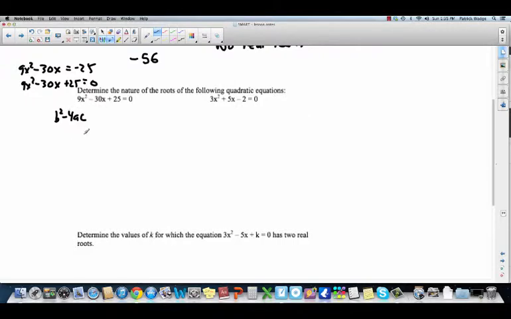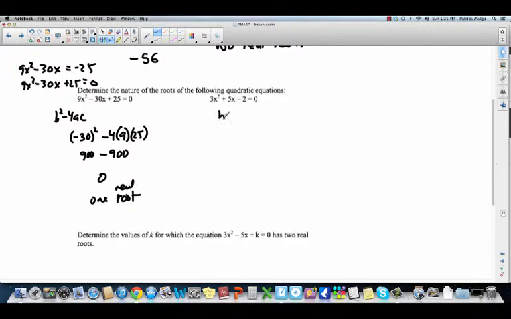Okay, b squared, well, that'd be negative 30 squared, oh, that's a big number, minus 4 times 9 times 25. Negative 30 squared is 900, minus, well, 4 times 25 is 100, times 9 is 900. Oh, we get 0. So how many solutions? One solution, or one real root. I guess I should start putting real in here.